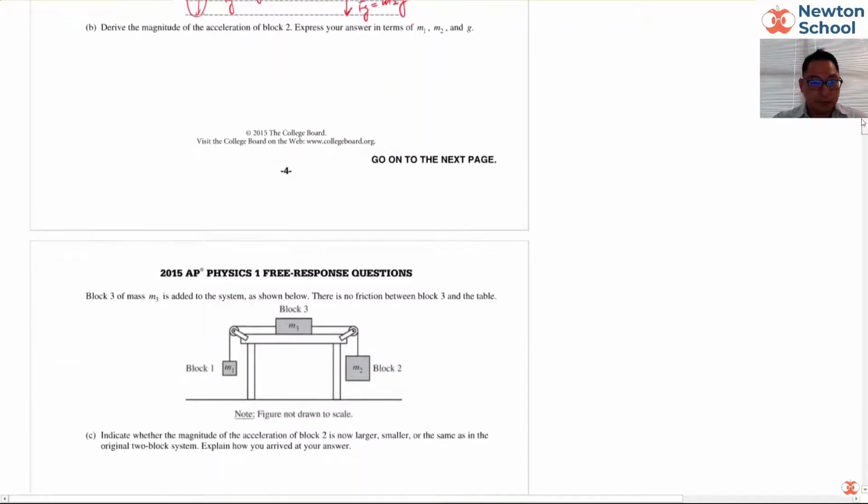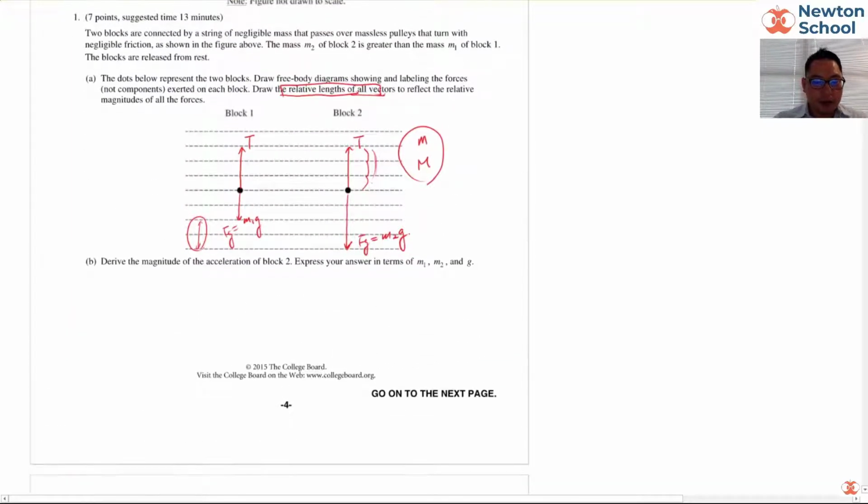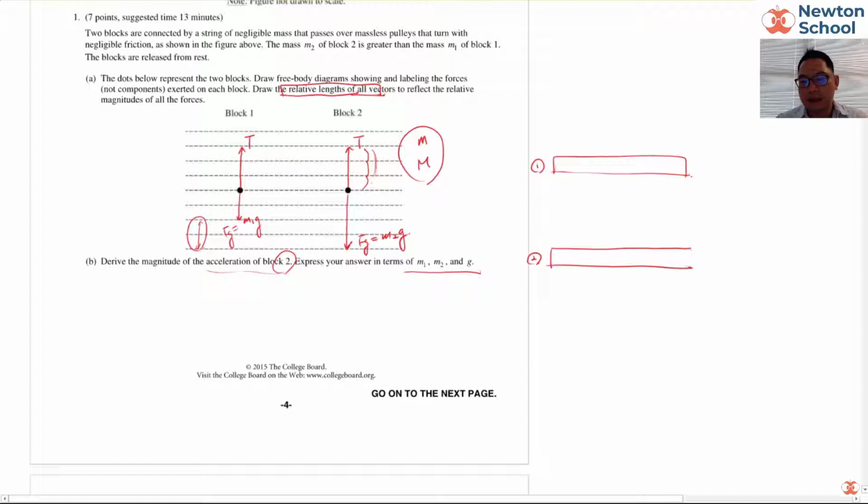Now, derive the magnitude of acceleration of block 2. Remember, acceleration is the same, in terms of M1, M2, and g. There are two ways to do this. One is using individual masses. The second method is using them as a system. Usually you'll start with the individual method, but once you get used to it, you can use the two blocks as a system. So I'll show you both ways. We'll use the system of two blocks, or in this one we're just using M1 and M2 separately.